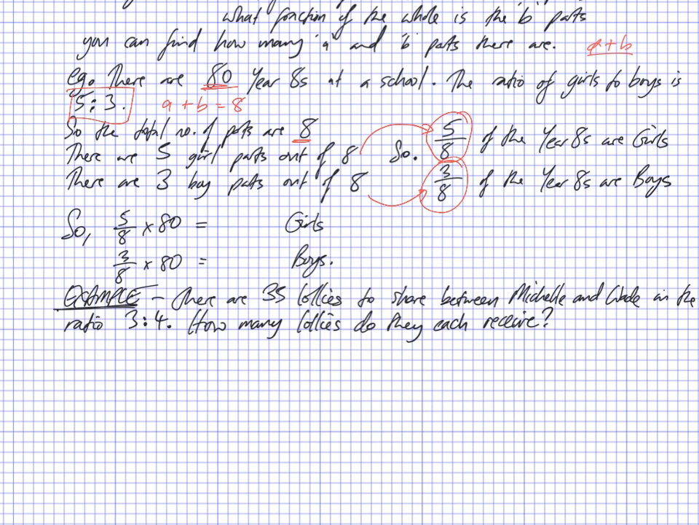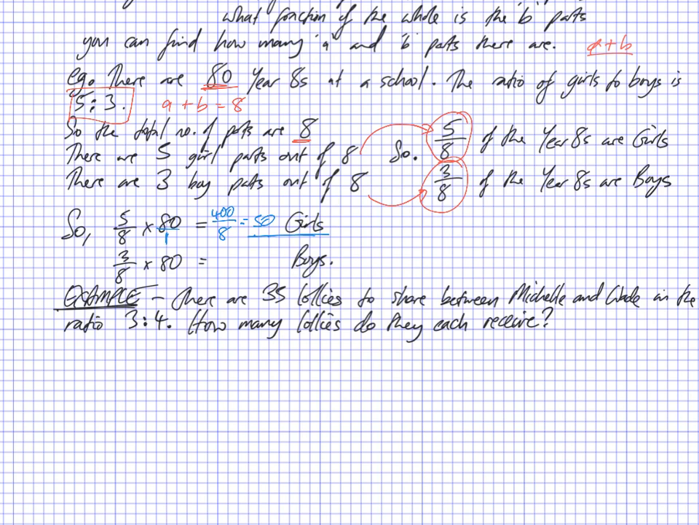So I've got 5 eighths times 80. How do I times a fraction by a fraction? We times the top line by the top and the bottom by the bottom. Any whole number has a denominator of 1. So 5 times 80 is going to be 400, and 8 times 1 is 8. So just quickly, 400 divided by 8, because a fraction stands for division. 400 divided by 8 is 50. So there are 50 girls in this year 8.